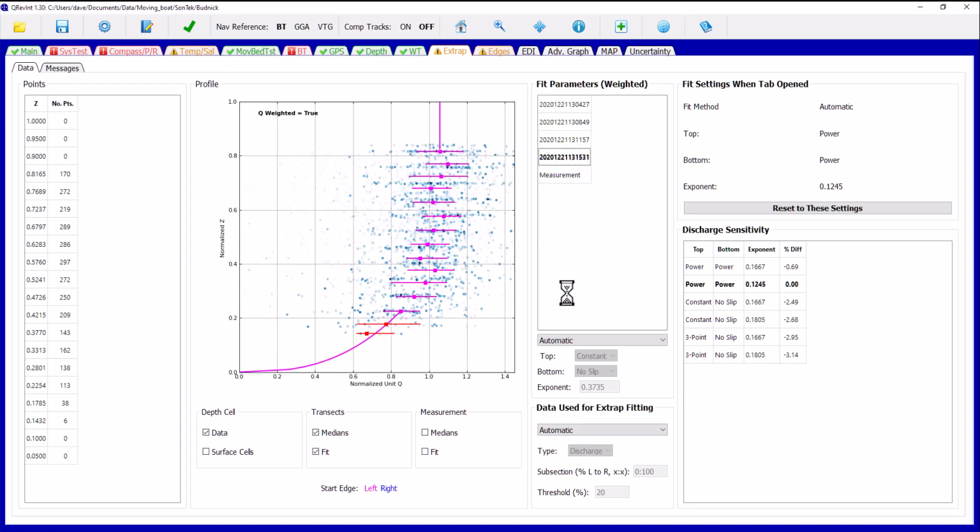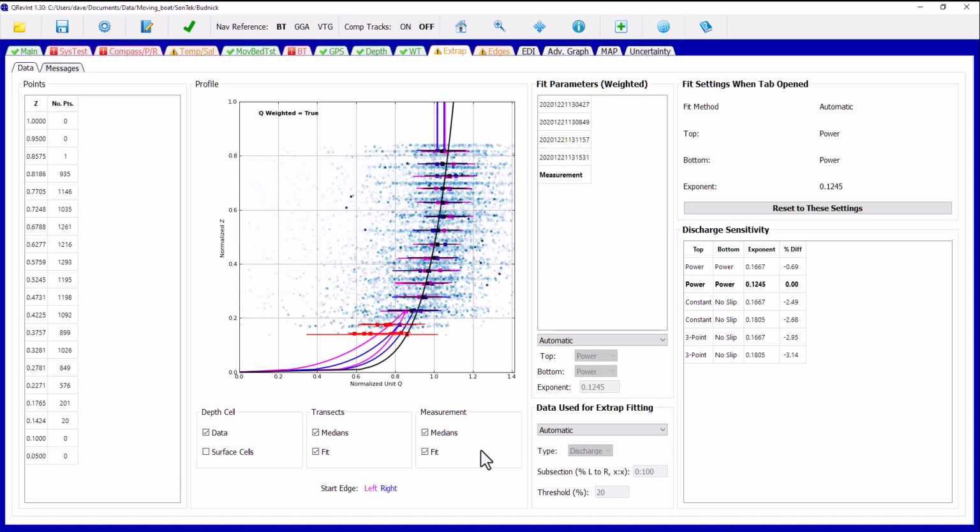Note that the fits are color-coded so that the transects moving from left to right are magenta, those moving from right to left are blue. This allows the user to identify any directional bias in the profiles. For this measurement, it appears that a constant no-slip fit was selected for each of the individual transects. However, when all the transects were combined into the full measurement, a power fit was selected.